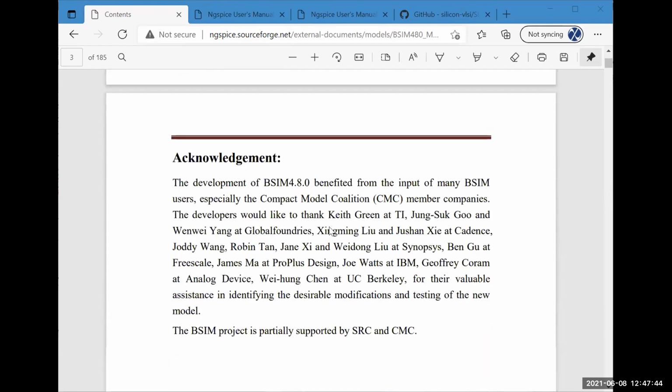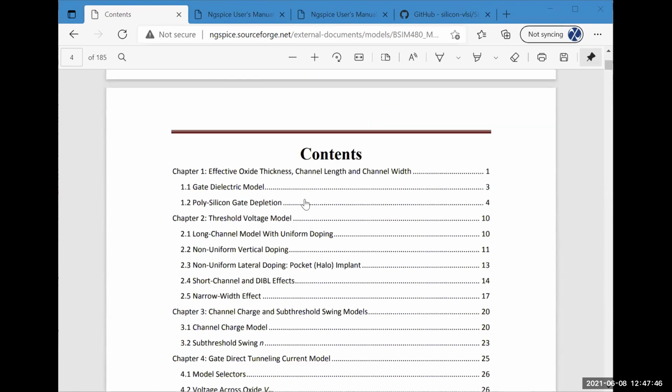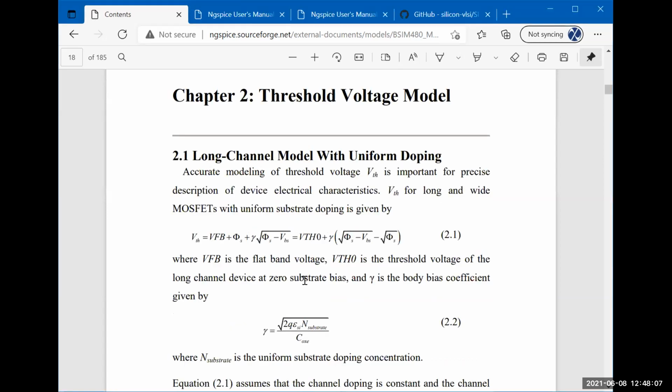Obviously you can see there is a model for everything: the effective oxide thickness, channel length, a dielectric model, polysilicon gate depletion, which we haven't taken into account at all. Polysilicon is a silicon material, so it's going to have some depletion. Then the threshold voltage model. So let's take a look at threshold voltage.